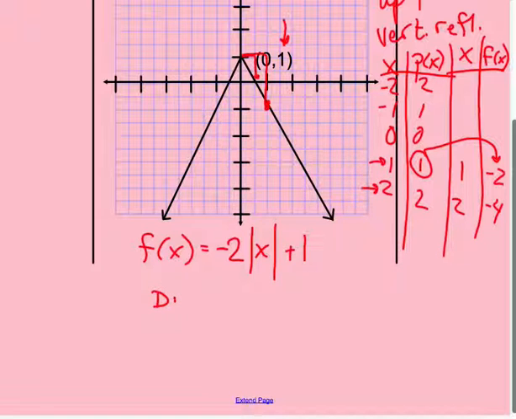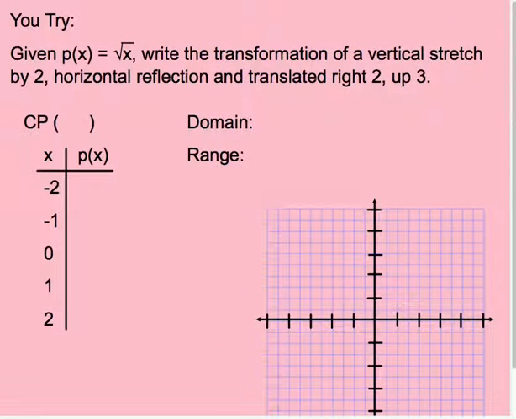Domain for our function, it's absolute value. That's all real numbers. That does not change for any of the transformations. And the range, we look at the y value for our critical point. Because of the reflection, we have y less than or equal to 1, the y value for our critical point.